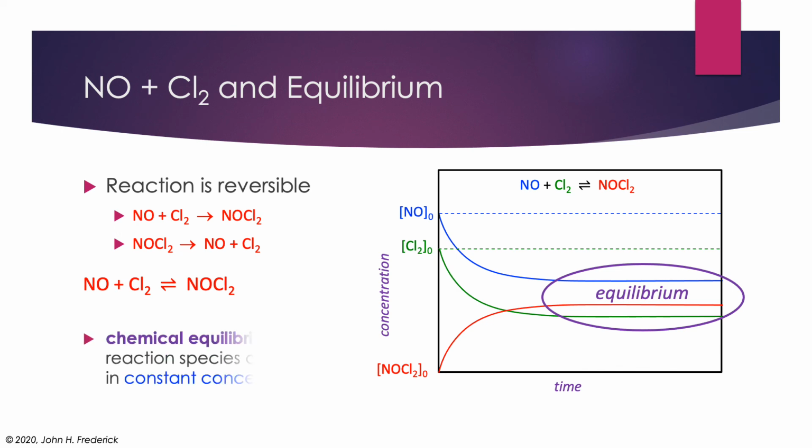This is the case that represents a chemical equilibrium, which basically says that all the species are present in constant concentrations, but just because their concentration is constant doesn't mean that the reaction isn't still proceeding, some of them in the forward direction, some in the reverse direction, but they're balancing each other out.